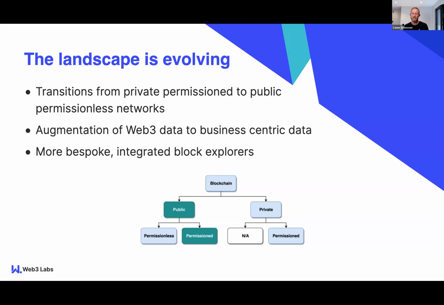Also, for businesses to be really embracing Web3, they need to be able to augment the data that's contained within Web3 applications to make it more business-centric. And this sort of enrichment, and integrating it almost with some of the internal systems, is another sweet spot for blockchain explorers. And so what we will see over time is more bespoke, but also integrated block explorers that better serve the needs of organizations. And exactly what the future holds there, I'm going to save until the end of this presentation.